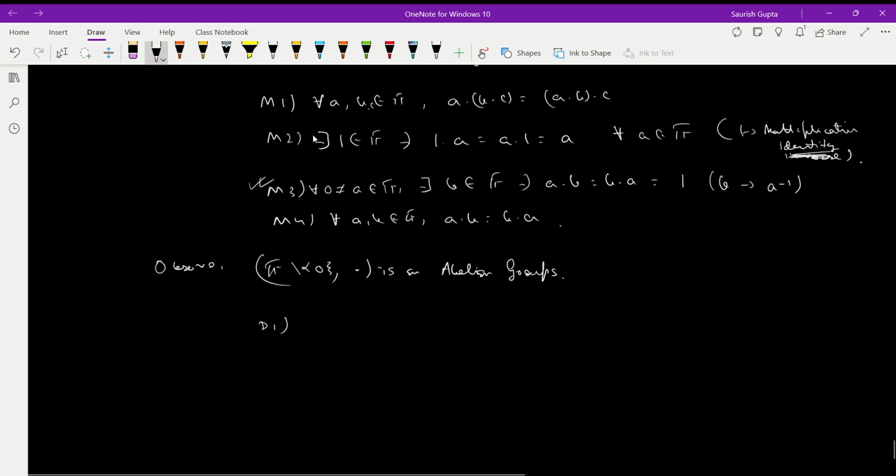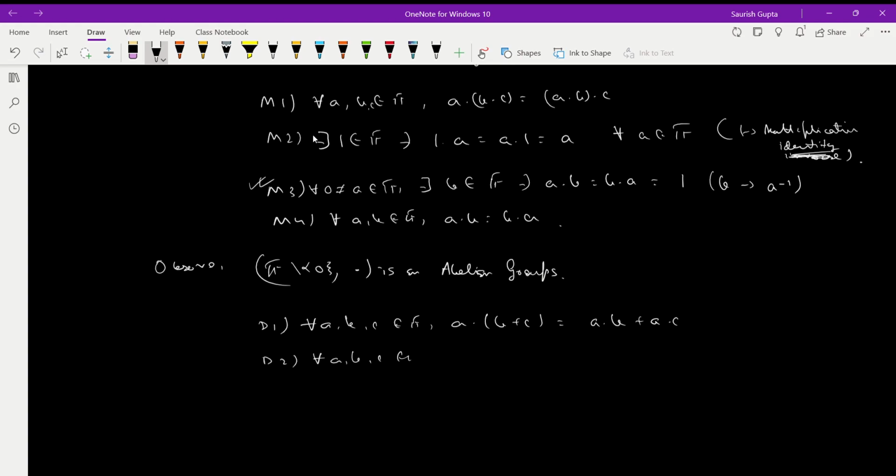Okay, and you have two more axioms which are called D1 and D2. They are the distributive properties. D1 is that for all A, B, C in F, A dot (B plus C) is the same as A dot B plus A dot C, and D2 is that for all A, B, C in F, we can distribute from either side. That is (A plus B) dot C is equal to A dot C plus B dot C. These are called the distributive properties.